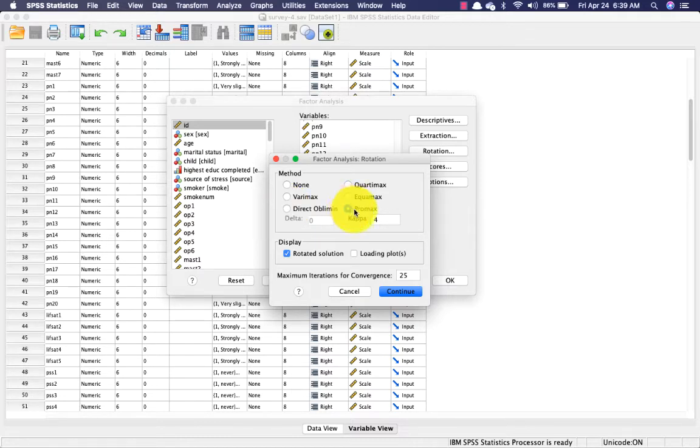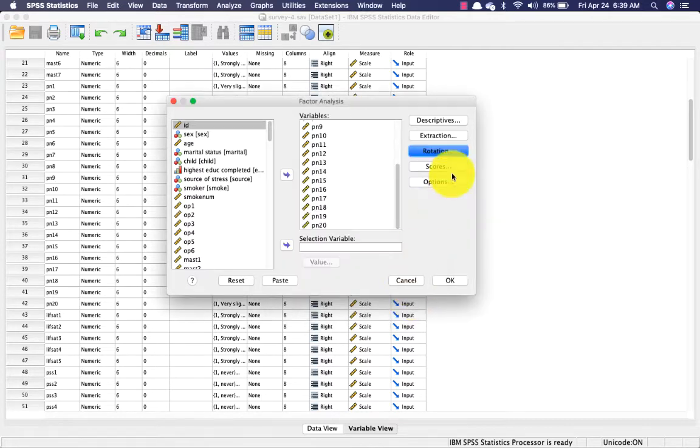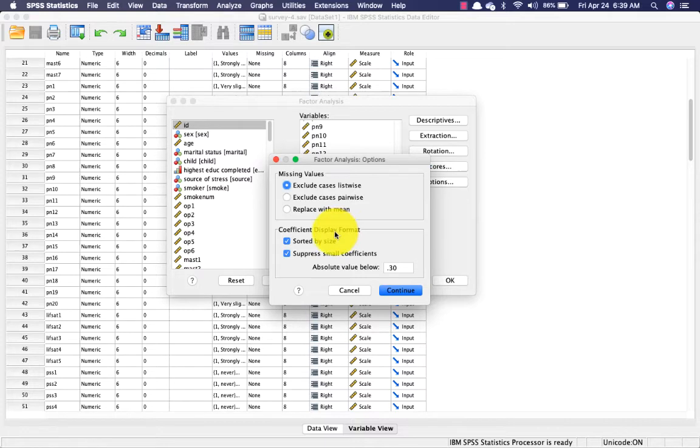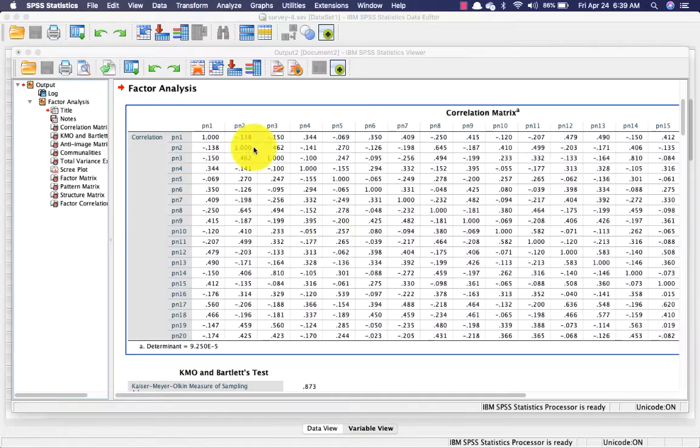In this example, we are using Promax. The famous rotation methods are Varimax and Promax. Alright, and sometimes you can also use direct oblimin. So, rotated solution, continue, options. Okay, I want it to be sorted by size and suppress small coefficients, absolute value below 0.30.